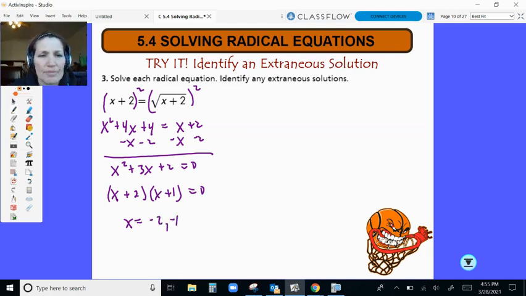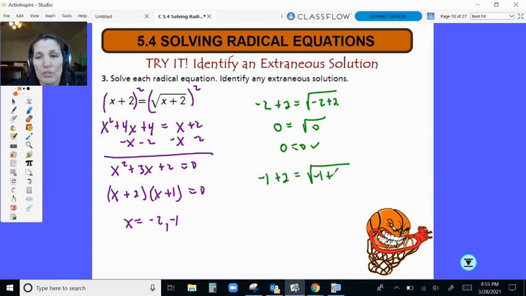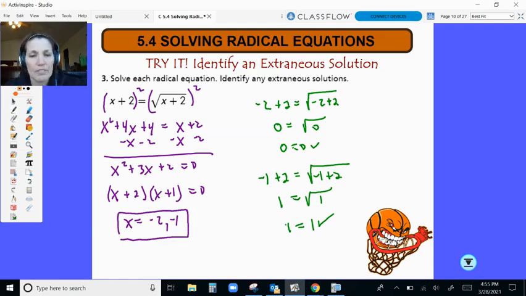So now let's go ahead and check that. We have -2 first, so -2 plus 2 equals the square root of -2 plus 2. This is 0 equals the square root of 0, which is 0 equals 0. So that works out okay, right? -1: let's go -1 plus 2 equals the square root of -1 plus 2. This is +1. This is the square root of +1, which is 1 equals 1, which also checks out. So both of these guys are solutions to my radical function, okay?